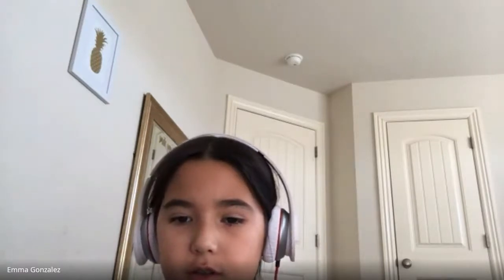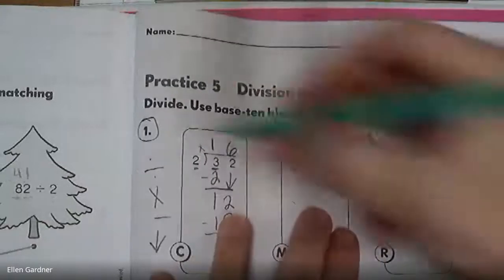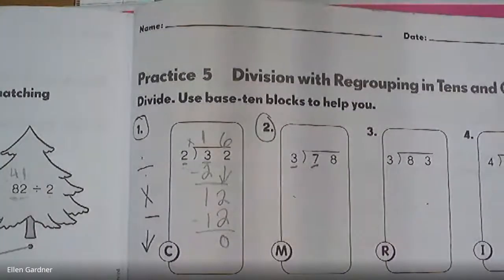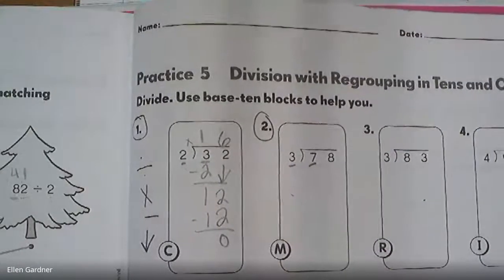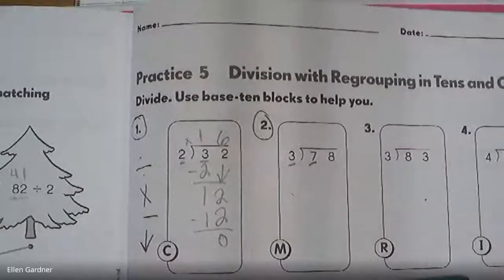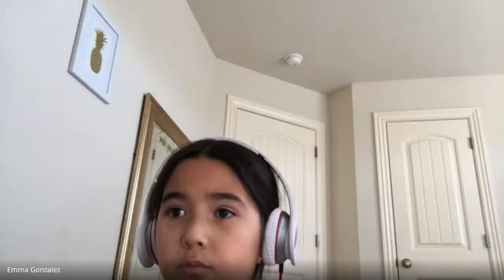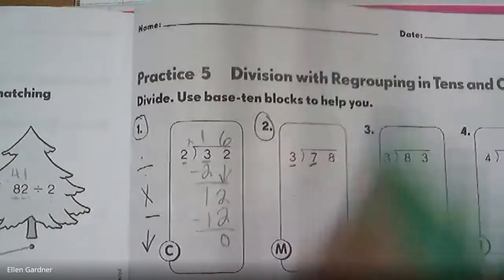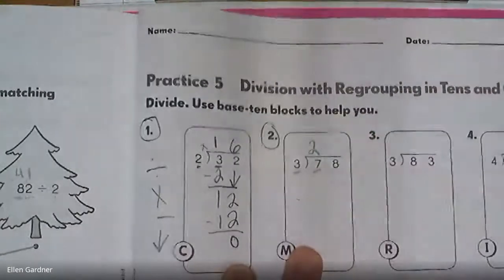First, we're going to divide 7 by 3, or said another way, how many 3s are in 7? How many 3s? 2. Good, because 3 times 2 is 6. That's the most we can do without going over.